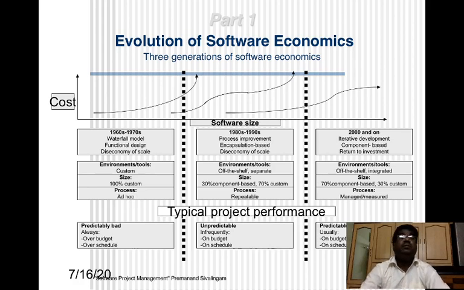In the graph I also mentioned very clearly how projects compare across the 3 generations. In the first generation, results are predictably bad with 100% customization. There is no guarantee for ROI. In the second generation also, no guarantee for ROI. In the third generation, from 2000 onwards, projects will definitely achieve ROI. ROI means return on investment. And in the environment, 70% is component based and only 30% is customization.